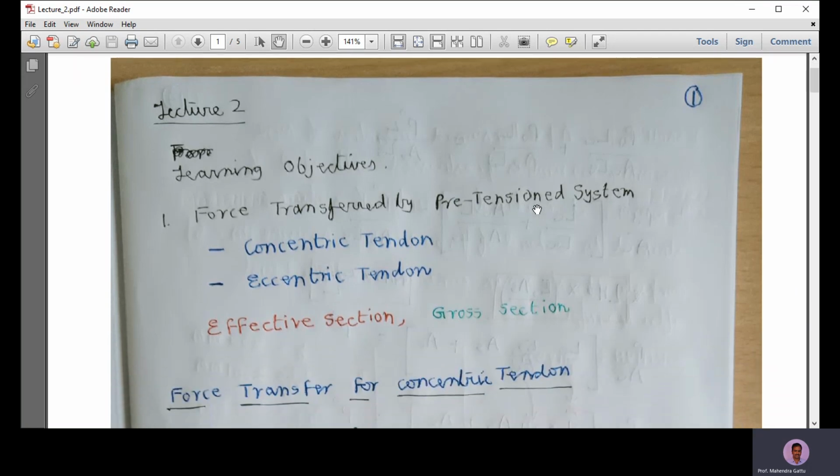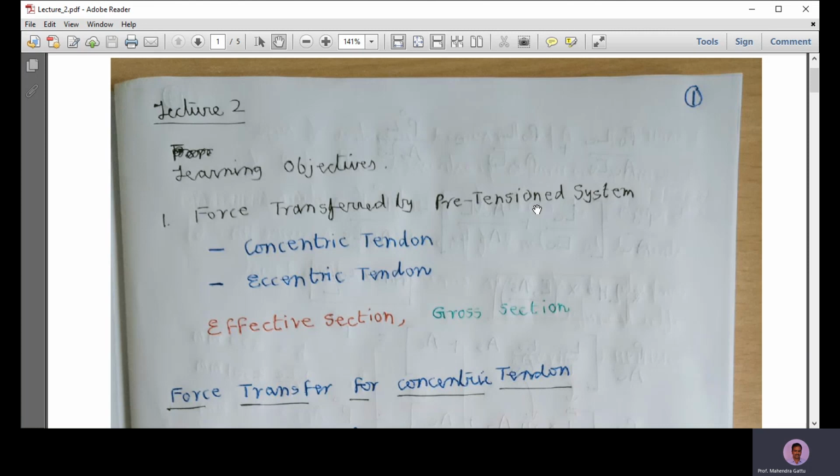The reason being, I had part of the lecture in Beamer presentations, and part of it I have as handwritten notes. So what I did, I sat and wrote down everything in handwritten style, and I will be presenting those slides. In today's class, we'll discuss the force transferred by the pre-tension system.